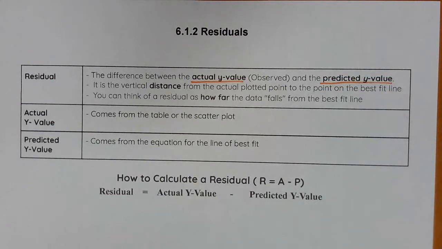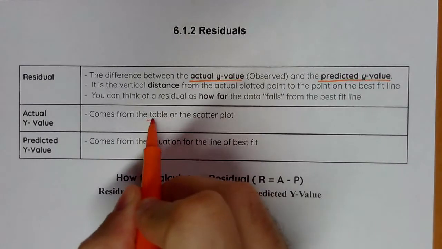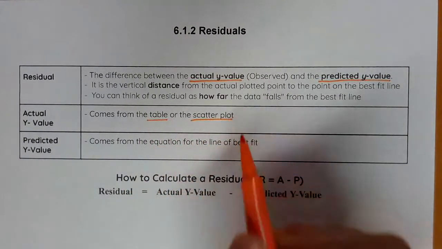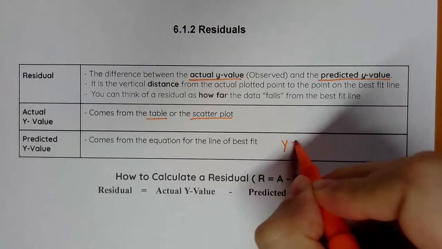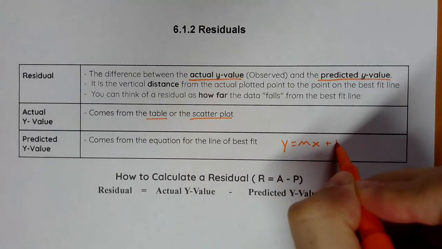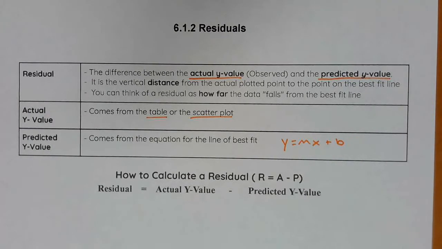We have two keywords there, actual y value. This comes from the table or from the scatter plot. So we are finding these values from the table of values, or we're taking the coordinate right from the scatter plot. The predicted value is coming from the equation for the line of best fit. So because we've been talking about linear best fit lines, we're taking our y equals mx plus b equation, and we're using that to determine what that y value is by substituting in a value for x.